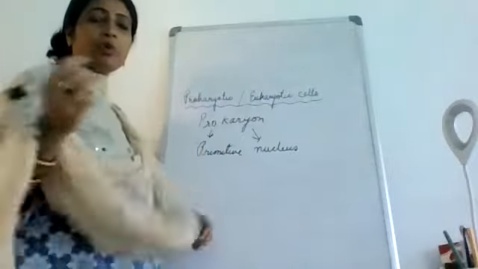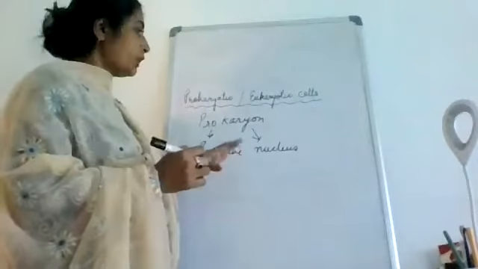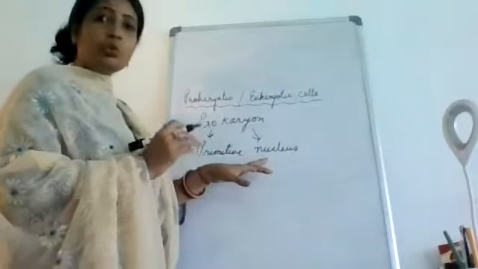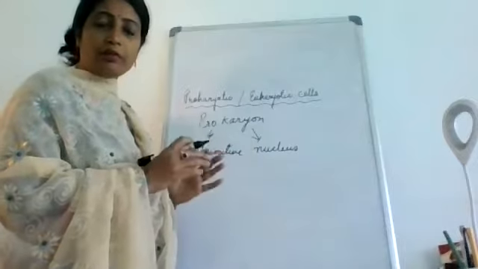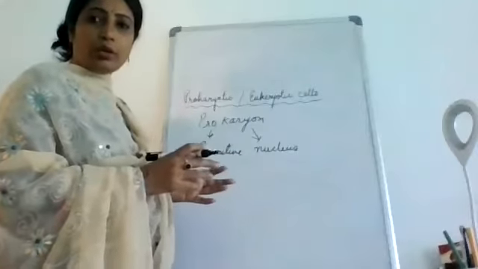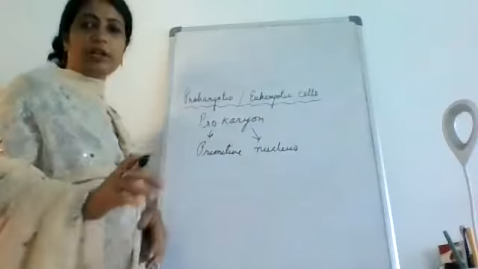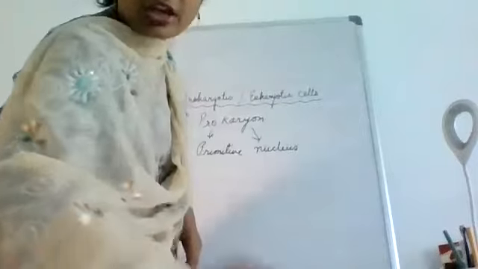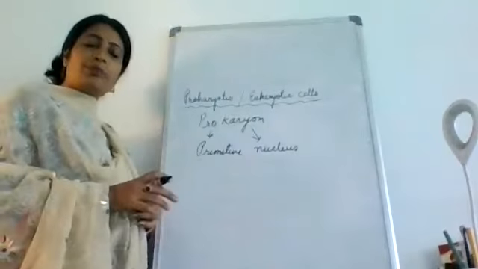So in the prokaryotic cells, the nucleus was not having a well-defined boundary. It was not present within a well-defined boundary. Such types of cells were called what?